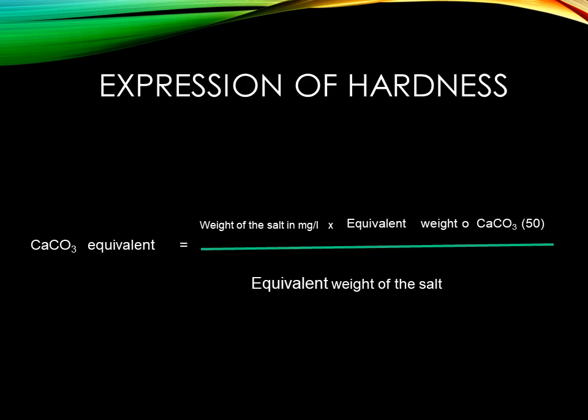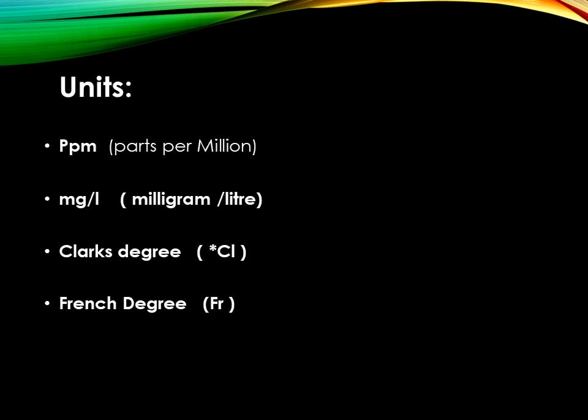Calcium carbonate equivalent hardness is equal to the weight of salt in milligram per liter into the equivalent weight of calcium carbonate, which is 50, divided by the equivalent weight of the hardness producing salt. This is the formula to express hardness in terms of calcium carbonate equivalent.